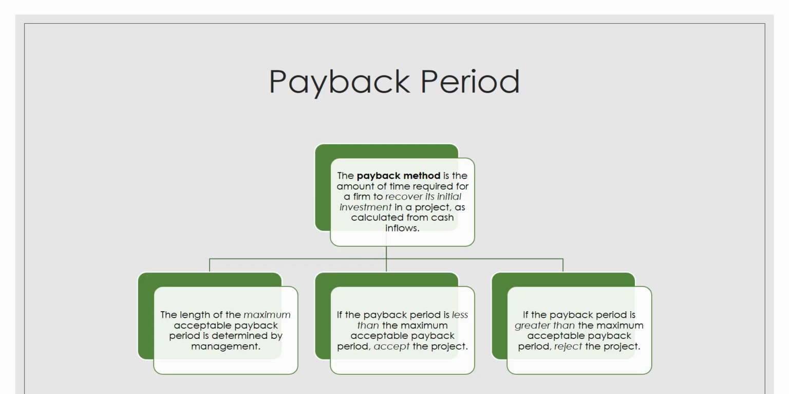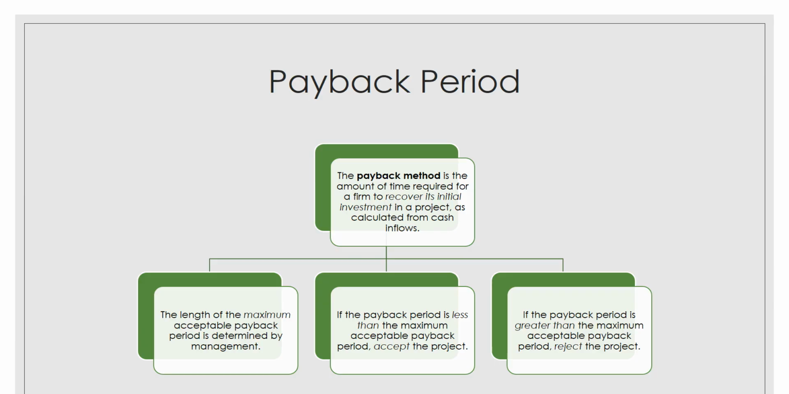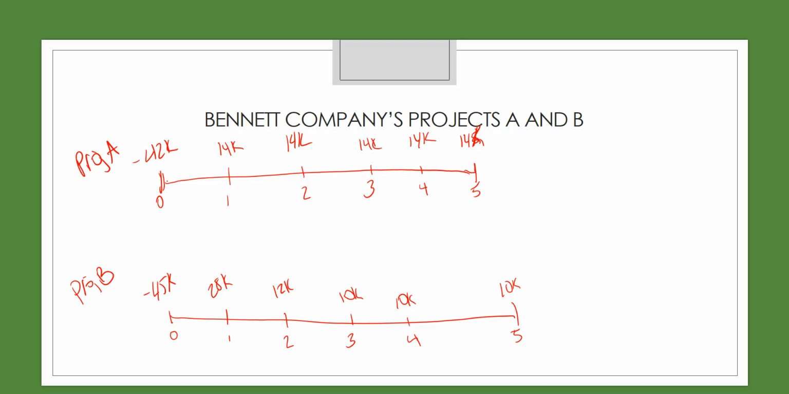Okay, so now that we put it on a timeline, we can see what it looks like. We can use different methodologies for assessing the quality of the project and whether or not it meets the minimum criteria for acceptance. So the payback period method looks at the amount of time it takes to recover your initial investment. In the case of Project A, it looks at how many years it takes for you to recoup that initial $42,000 purchase. Project B, how many years does it take for you to recoup that initial $45,000 outlay?